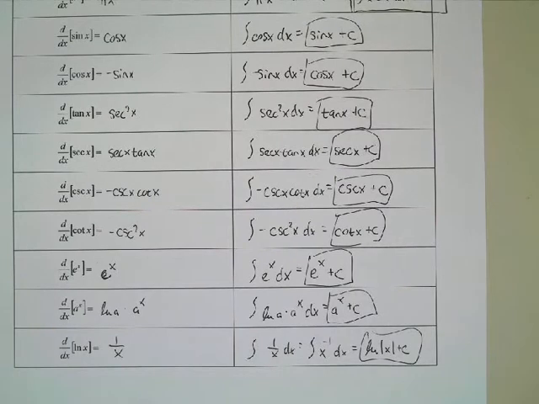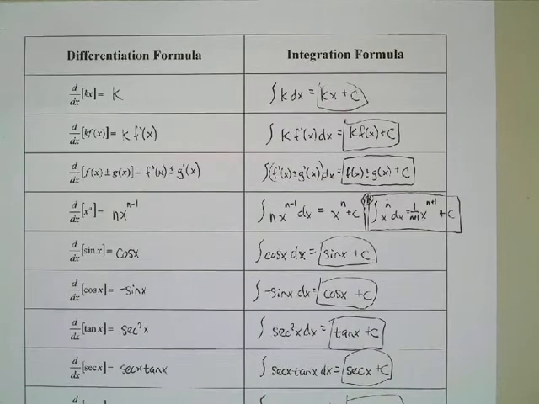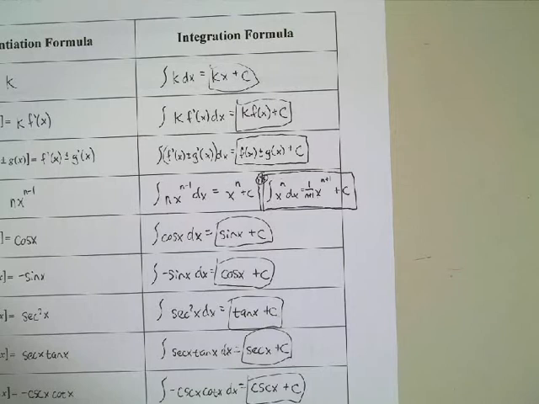Questions on any of that? Could you show the fourth one again? The one with the x to the n? If you zoom in, I can't tell what that is. It's 1 over n plus 1 out front, that's the coefficient, times x to the n plus 1.